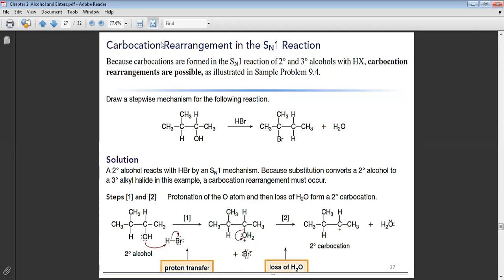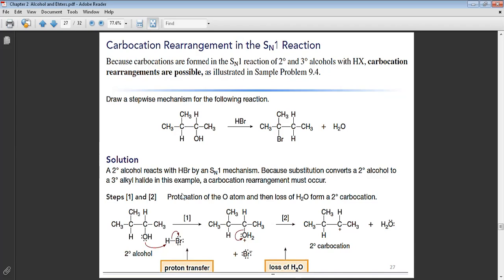Look here, carbocation rearrangement in SN1 reaction, because carbocations are formed in SN1 reaction of secondary and tertiary alcohol with acid. Carbocation rearrangements are possible, as illustrated here in this example. Look, this with HBr. Now this alcohol, secondary, tertiary, primary? It is secondary. That means SN1 or SN2? It will be SN1. There is no reaction by SN2.